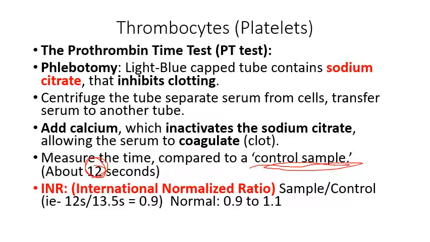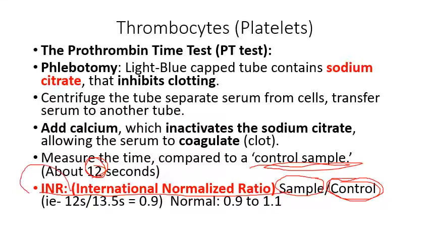And then you time each of those tubes, see how long they take to clot. And then you divide the time that it takes the patient's blood to clot by the amount of time it takes the control sample of normal serum to clot. And that gives you what's known as the international normalized ratio, the INR.